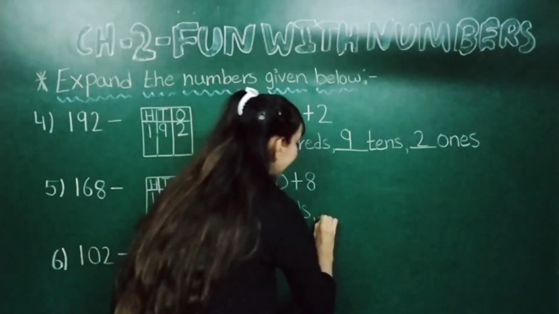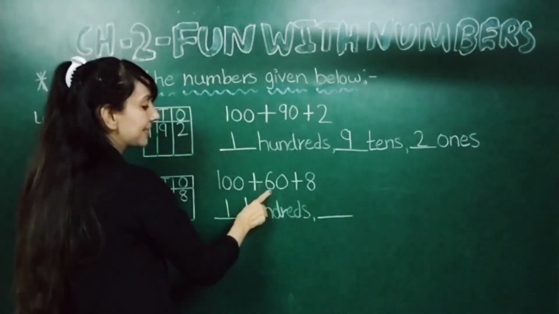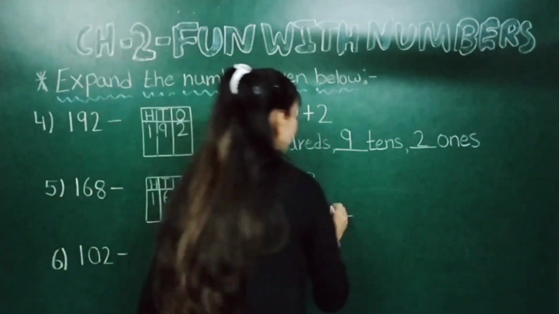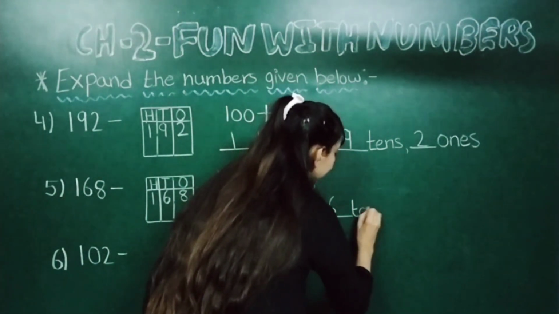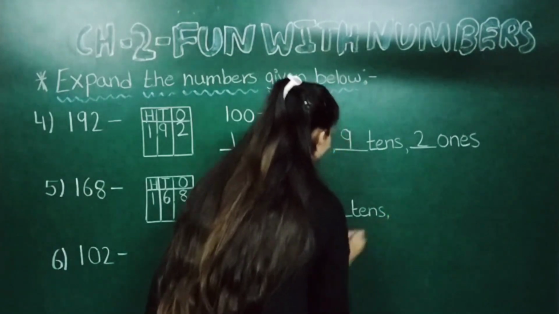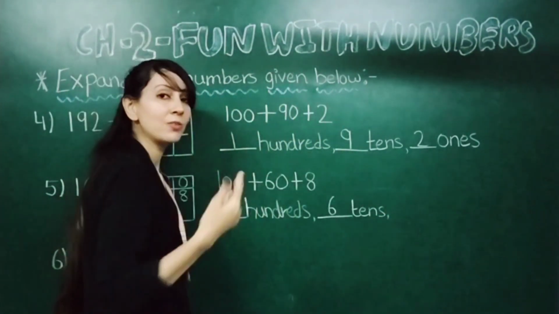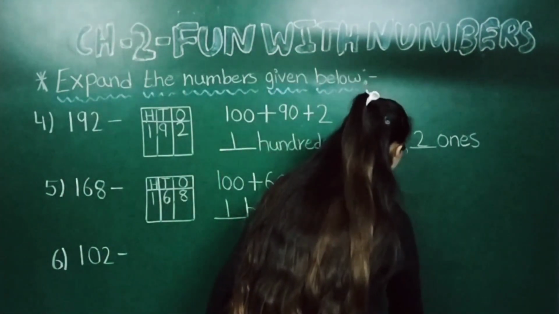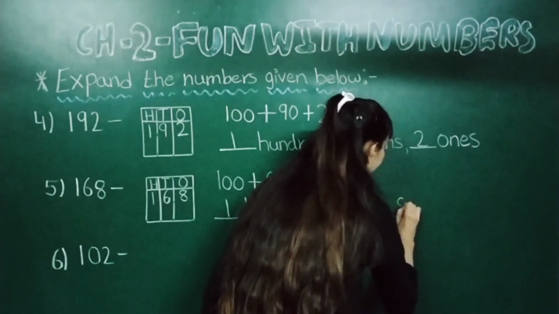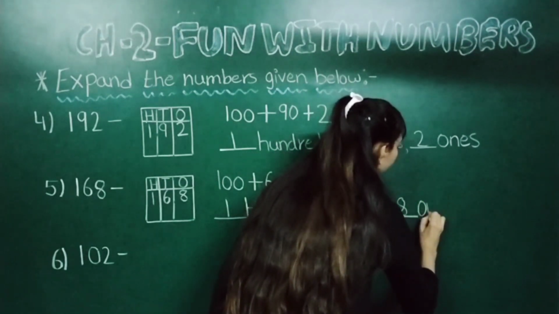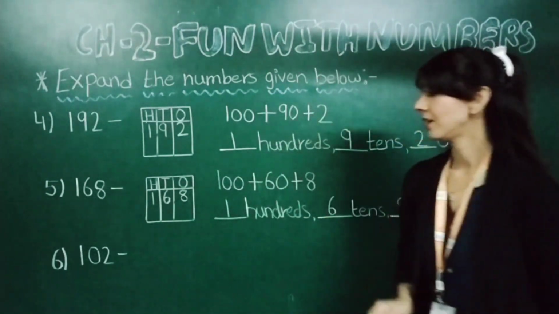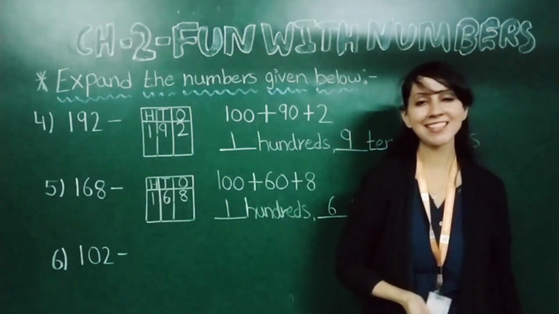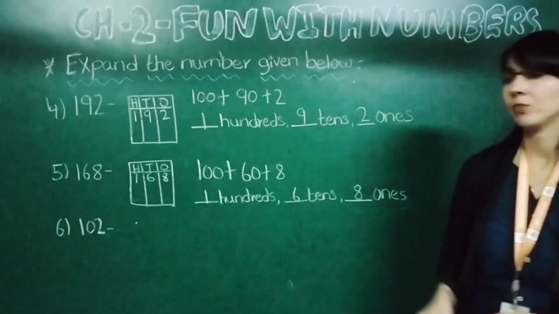Now in this blank, yes, 6 tens. So here we will write 6 and here we will write tens. Okay. Now next 8 ones. Yes. So here we will write 8 and here we will write ones. Understood how to do it? Yes. Now students, let's see another one.